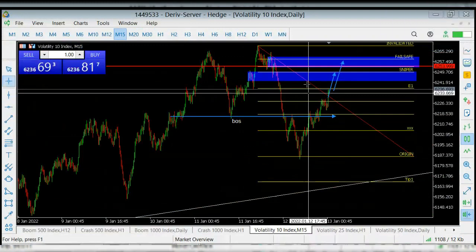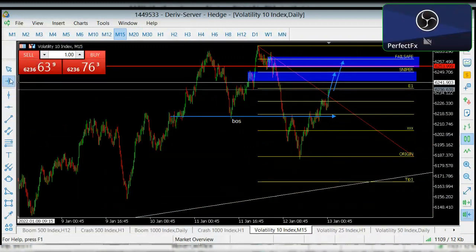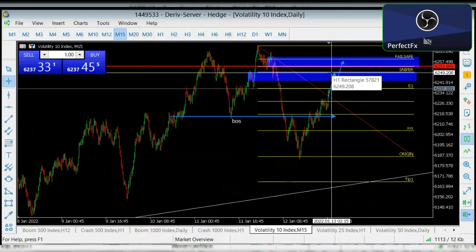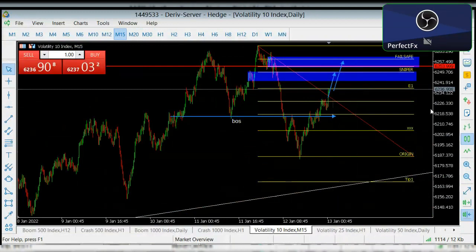And once the market buys to the sniper level, I don't just jump in. What I do is I want to look out for candle patterns. I want to look out for candle formations to see what the market is doing at that point before I scale into the market. So guys, I wait for the market at this point. Place my stop loss.